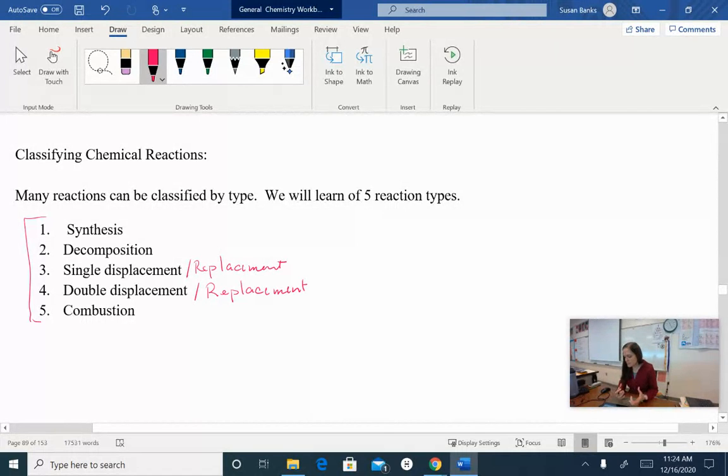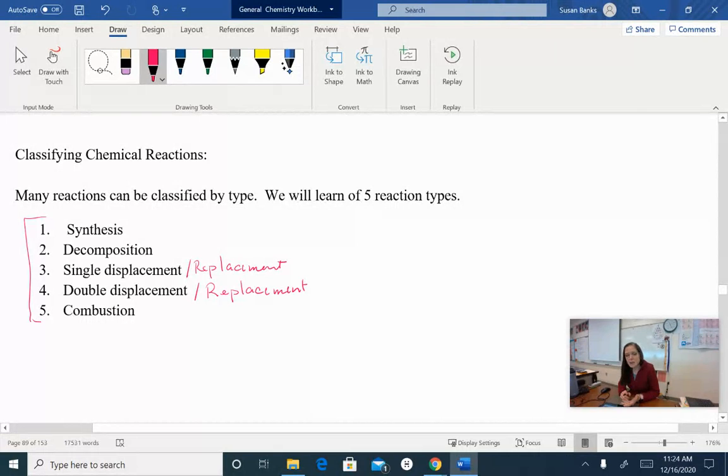Synthesis. I want you to think in your mind, what does it mean to synthesize something? Hopefully you said it means to make something. So if I have a synthesis reaction, I am taking simple things and I am putting them together to make a more complex thing. Okay, number 2, what does it mean to decompose?